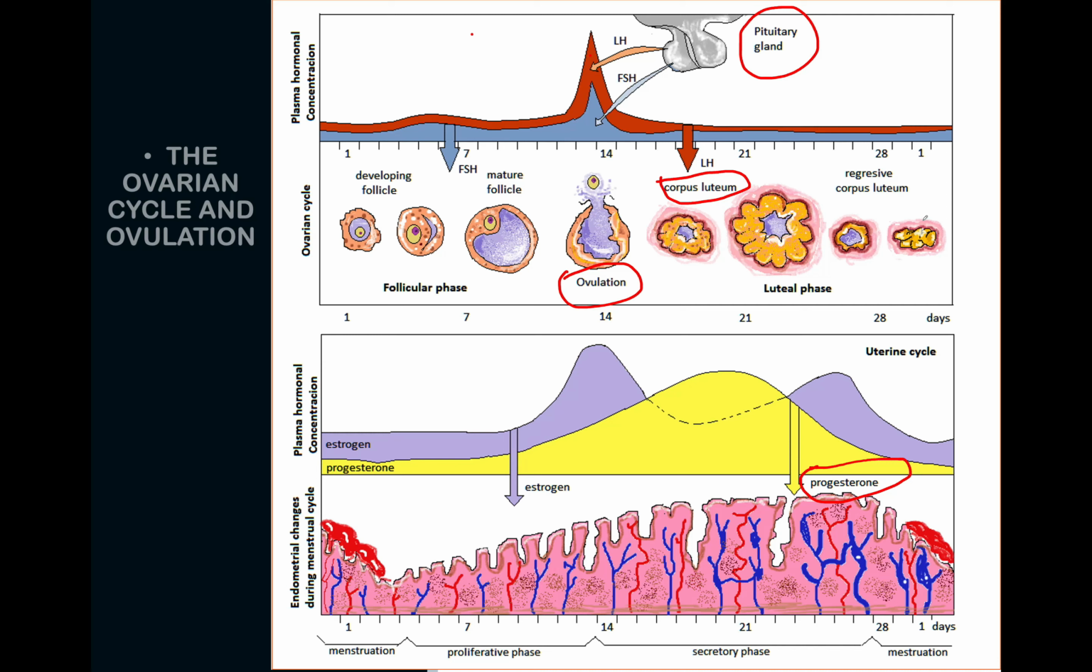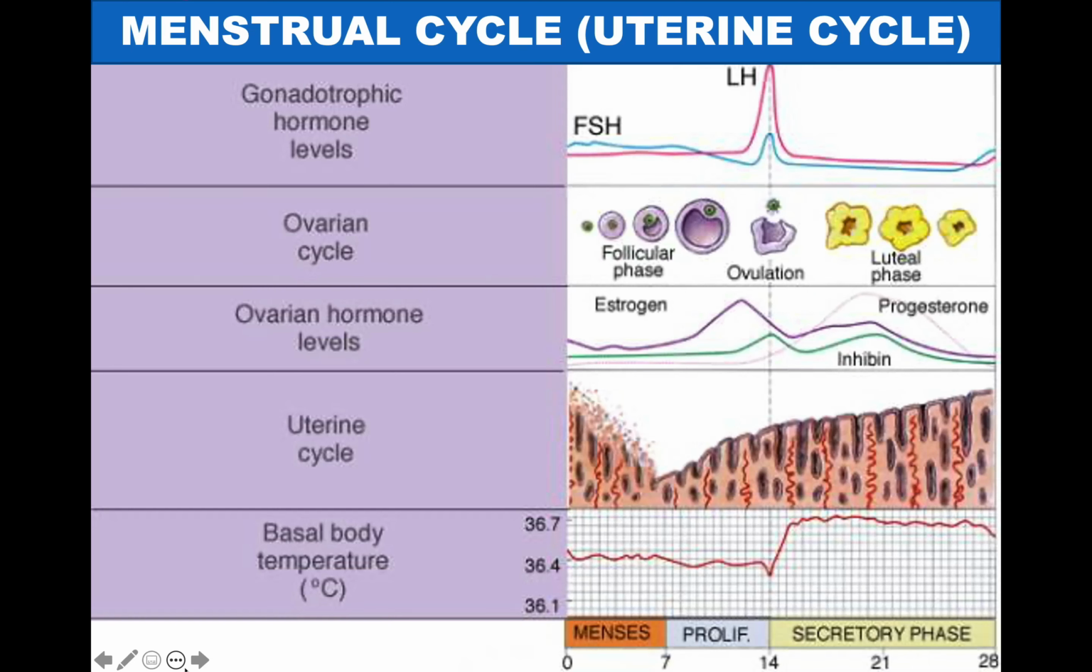Very good. The unfertilized ovum then passes down the fallopian tube into the uterus and leaves the body through a process called menstruation. Now let's move on to the uterine cycle and menstruation. Now children, this uterine cycle, right? If you look at this picture, what is it describing to us?